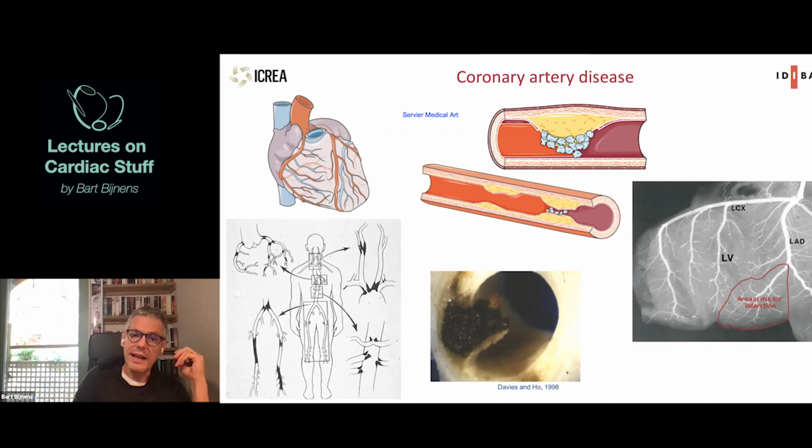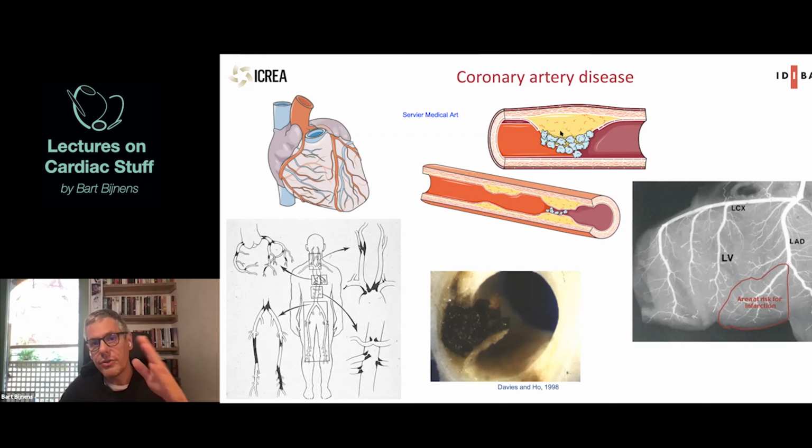And at some point, and that is the biggest problem with this, these plaques, as they say, can actually rupture. If this cap, the endothelial part, is rupturing, you actually bring the blood in contact with the lipids or the inner part of the vessel. And what you then get is immediate clot formation. So you get a clot, and this clot can actually totally obstruct this coronary artery.